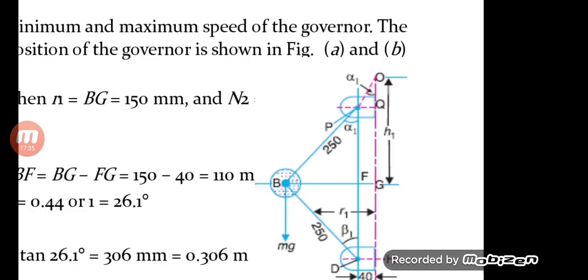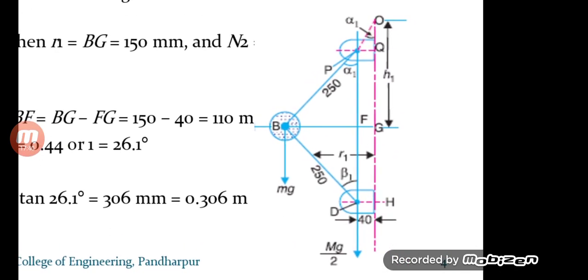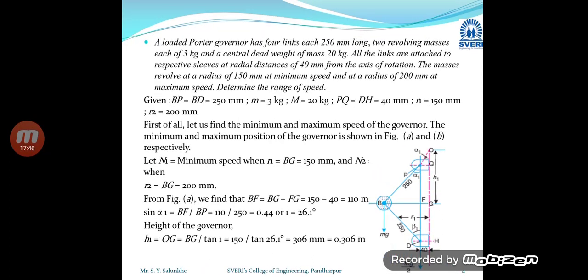and DH is the eccentricity, and that eccentricity is equal, and it is given as 40 millimeter. This 40 millimeter can be converted to 0.04 meter. R1 is given as 150 millimeter, that can be converted to 0.15 meter. R2 is given as 200 millimeter, that can be converted to 0.2.